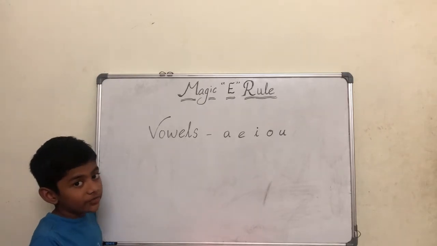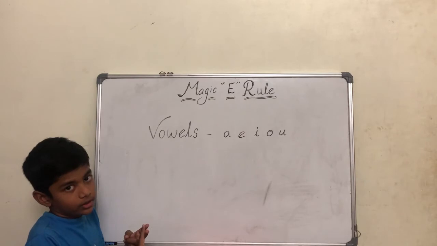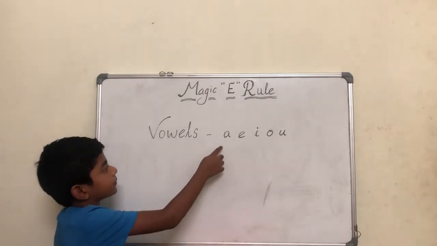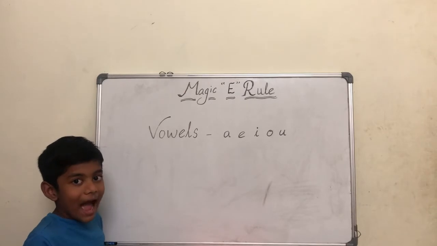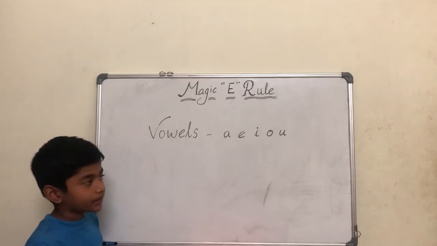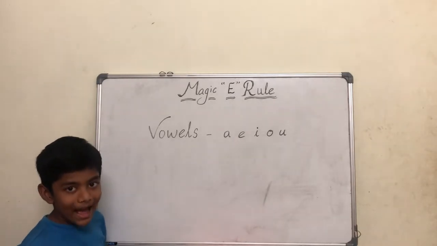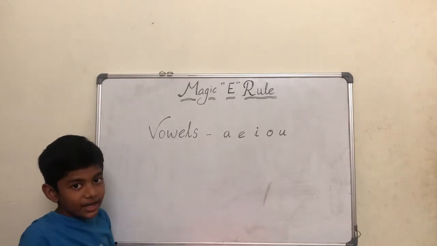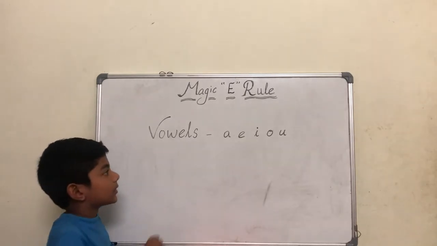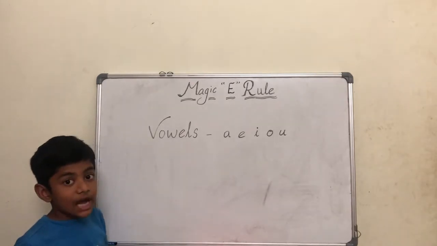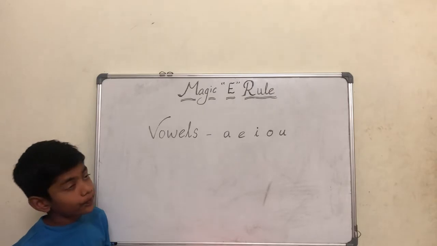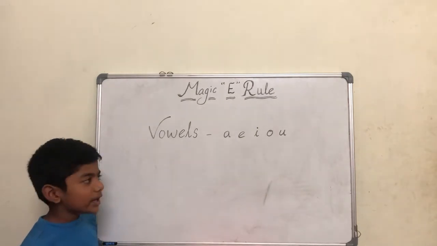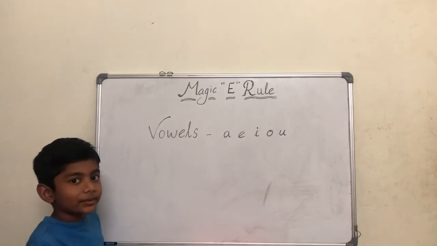There are two sounds for each vowel, a long one and a short one. Now let's see all the sounds for each vowel, one by one. A, the short sound is A, the long sound is A. E, the short sound is A, the long sound is E. I, the short sound is I, the long sound is I. O, the short sound is A, the long sound is O. U, the short sound is U, the long sound is U. Basically, the long sound is the vowel's own name.